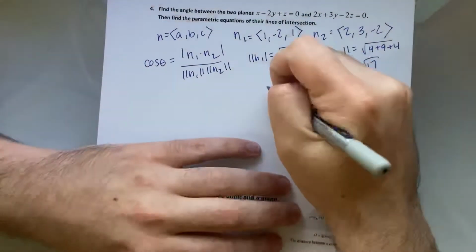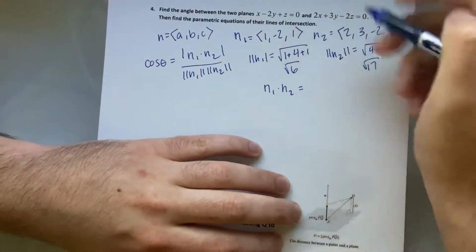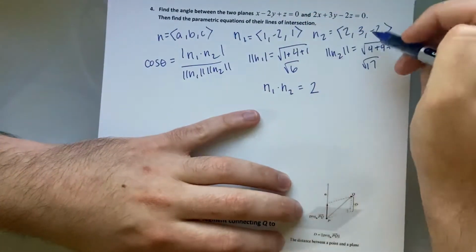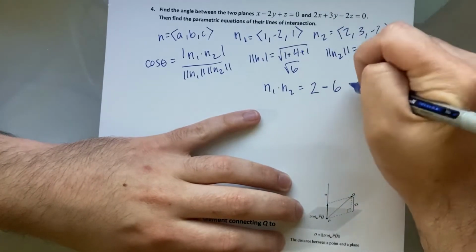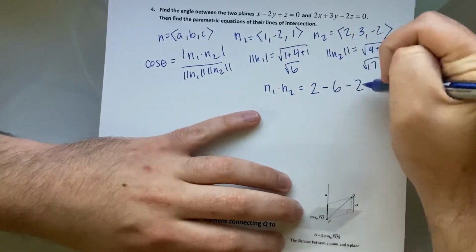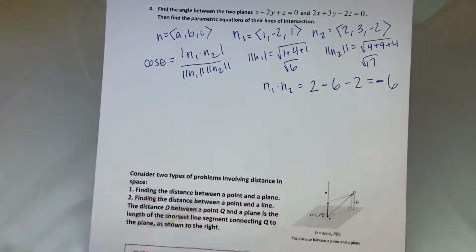And let's do the dot product. The dot product of n1 and n2. 1 times 2 is 2. Negative 2 times 3 is minus 6. 1 times negative 2 is minus 2. 2 and negative 2 cancel, so this is just negative 6. So we're going to take the absolute value of this.